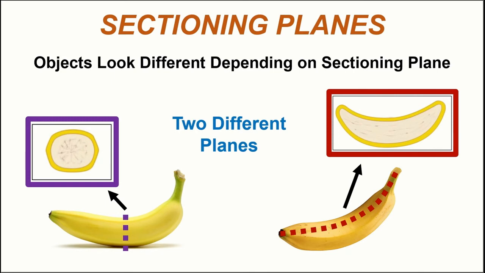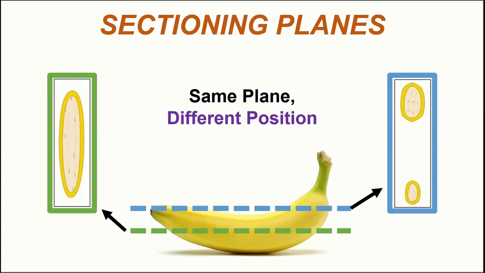So you can see that with different sectioning planes, the same object looks different, right? The same object may look different even when cut in the same plane, just in a different position. So here we have a horizontal plane that's cutting through the center of the banana, so we get this kind of oval-shaped appearance to it. If we move that same plane superiorly a little bit, then, and we were to also make the same cut, we would be missing the middle of the banana here, but we would cut through the two end pieces of it, so we'd see these two sort of round end pieces.